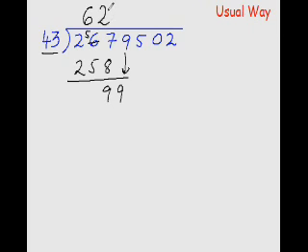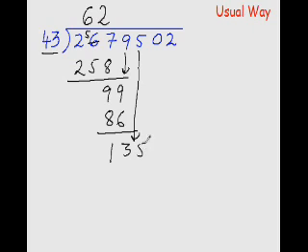Now once again multiply this answer digit with the digits of the divisor. So 2 3s are 6 and 2 4s are 8. Now once again 9 minus 6 is 3, and 9 minus 8 is 1. Now drop down the next digit, it is 5.